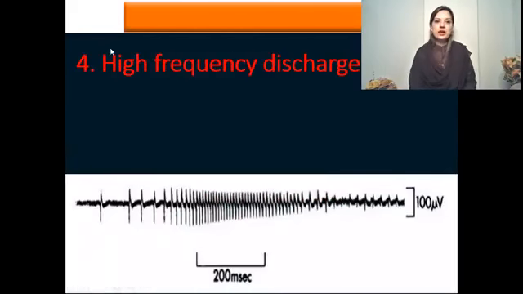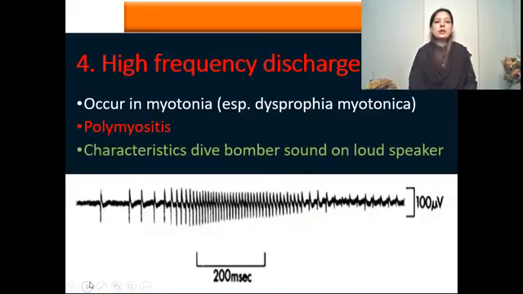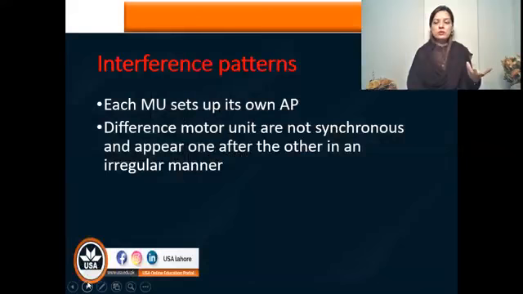Then we move towards the high frequency discharge. High frequency discharge occurs in cases of myotonia or dystrophia myotonica, and polymyositis. Patients with polymyositis show these features. They give you a dive bomber sound on the loudspeaker, the sound you usually associate with dive bombers, which shows high frequency discharge. The next we have is an overall view of different EMG waves.